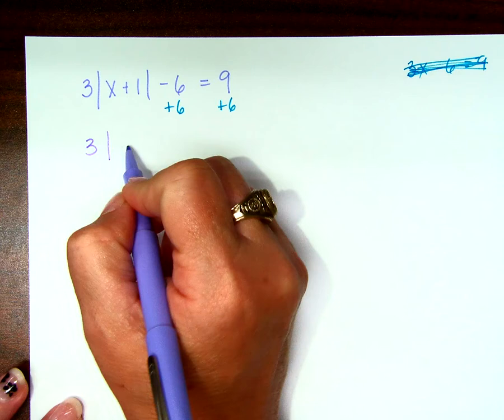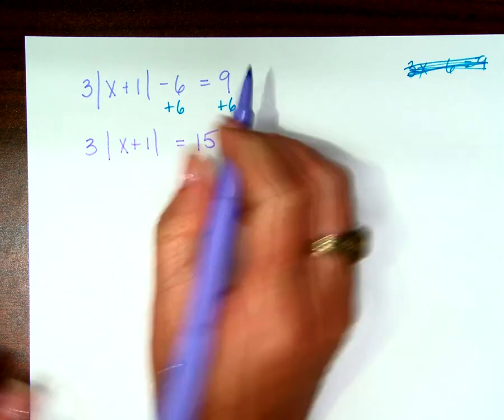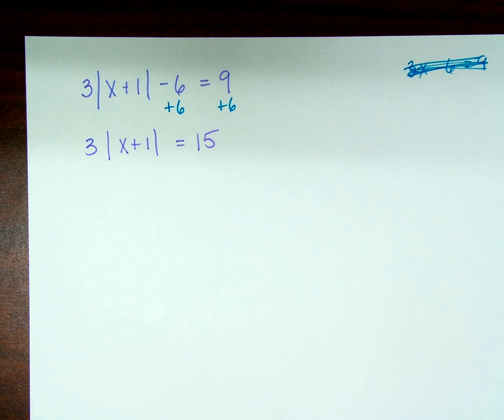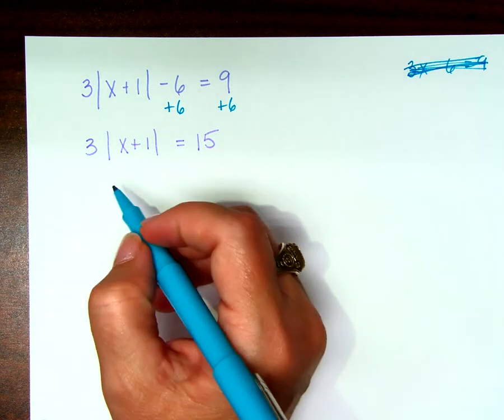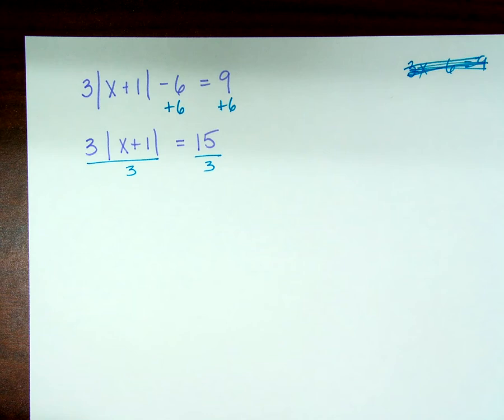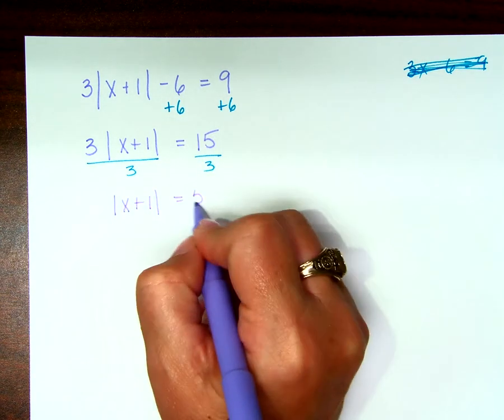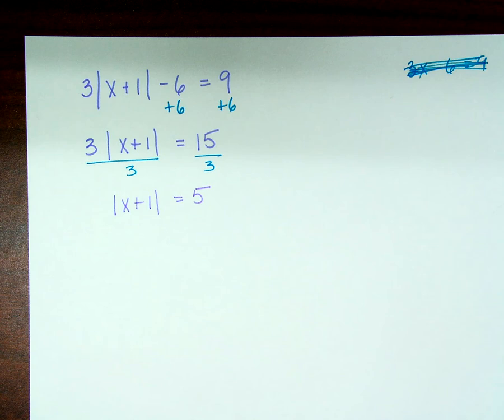3 times the absolute value of x plus 1 equals 15. And then divide by 3. Absolute value of x plus 1 equals 5. Is the absolute value isolated? Yes. So now what?